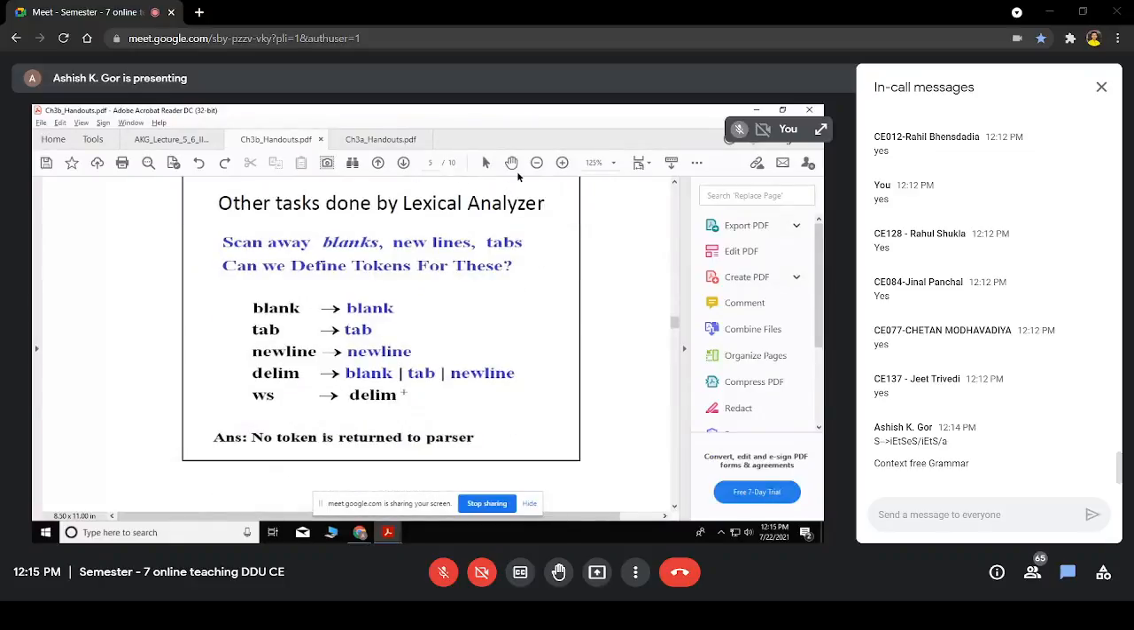I already mentioned this. Scan away the blanks because not required for parsing. Scan away new lines, tabs. Can we define token for this? Yes. Blank, the token is blank. Tab, new line. What is delim? Delim is either a blank or a tab or a new line. That is called a delim. And what is a white space? WS is the one or more occurrence of blank, tab or new line. No token is returned to the parser. There is no token to the parser.